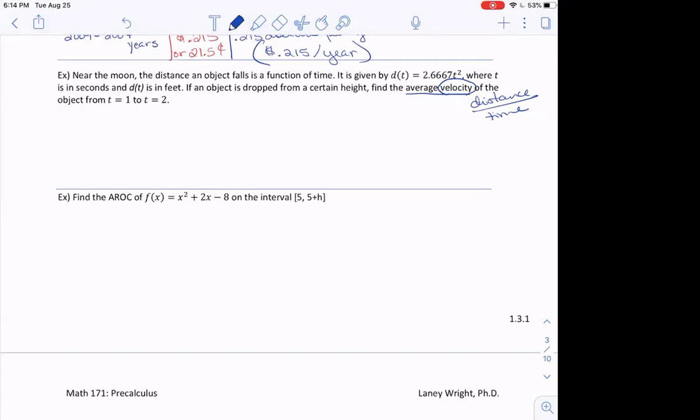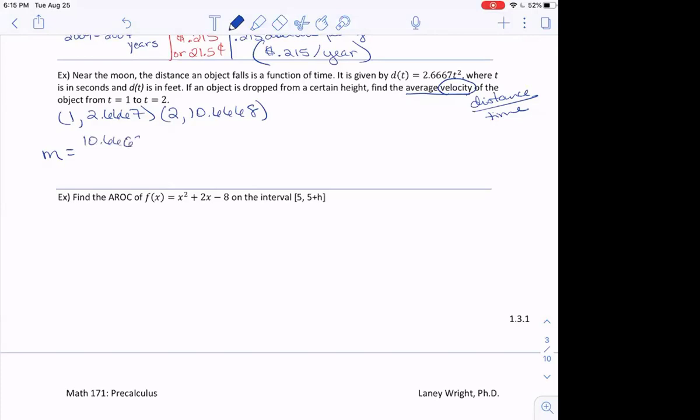So recall, in order to find the slope, we have to have 2 points. We know our first t value is 1, so if we plug it into d of t, we would get an output value of 2.6667. And if we plug in 2 into d of t, then we get approximately 10.6668.